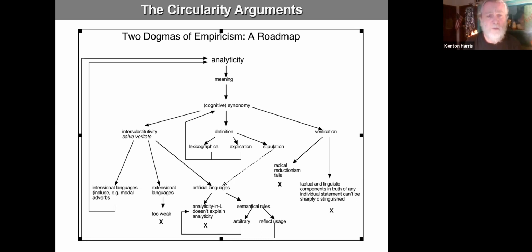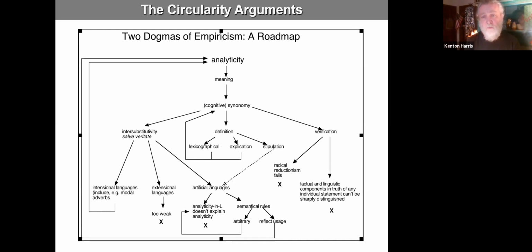There's intersubjectivity, where you have substitution, salve veritate. He thinks that's not going to work. Then you might try to understand synonymy by appeals to definitions, but he points out that there are at least three different concepts of definitions: lexical definitions, explication definitions, and stipulative definitions.